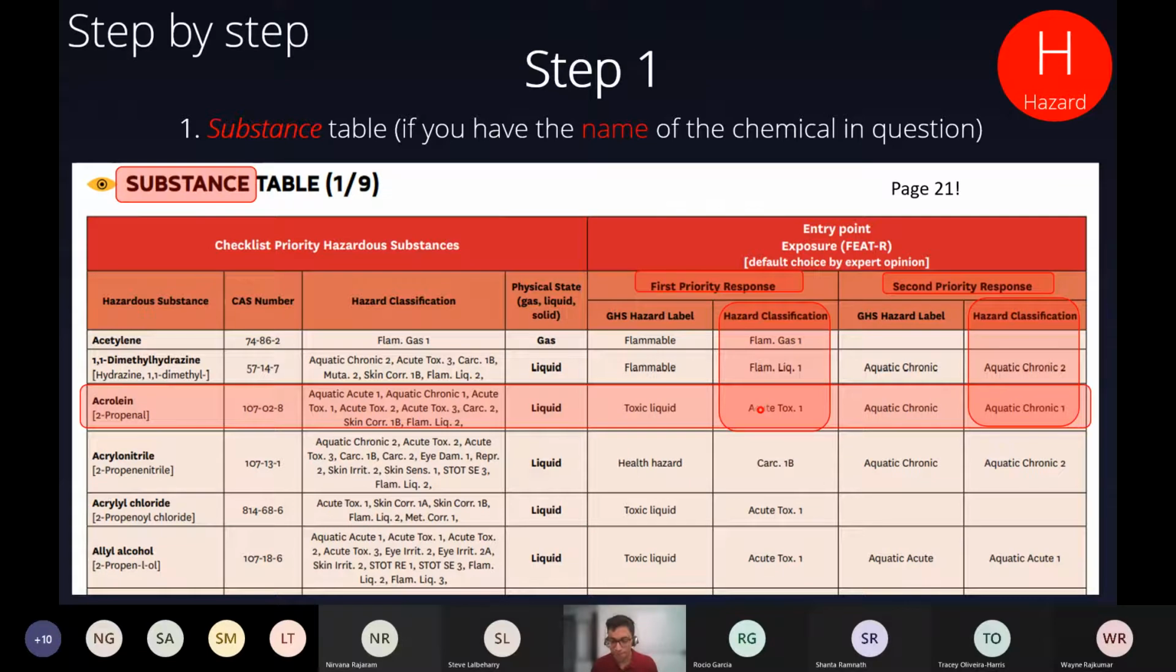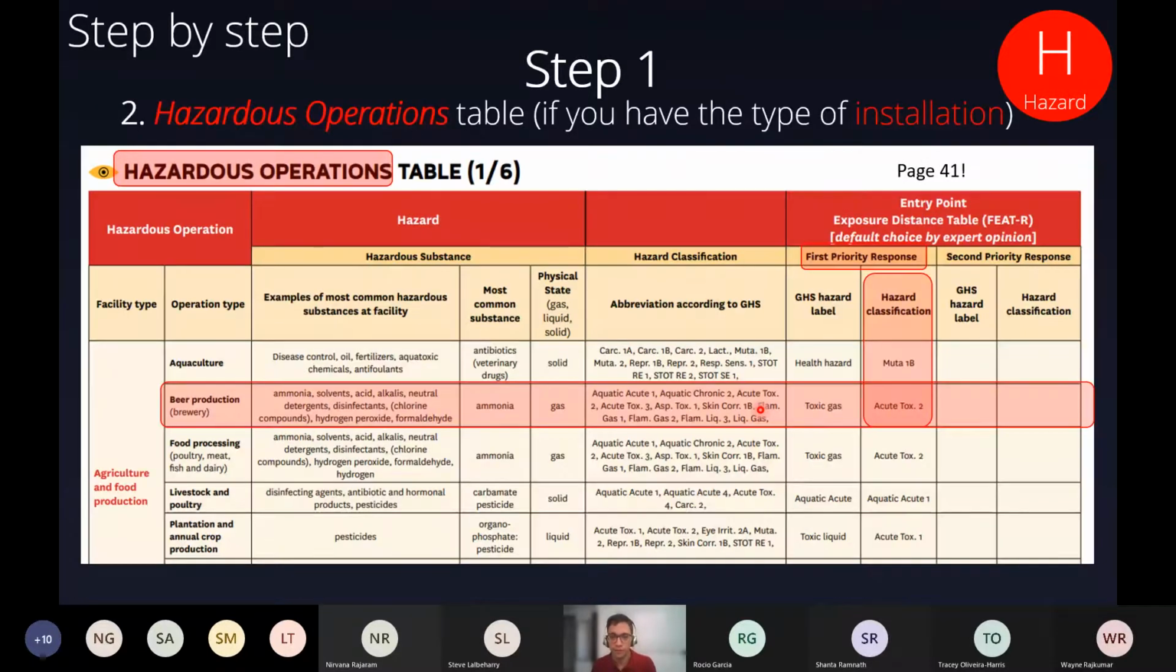Then, if you don't have the name of the substance, you can go to page 41 of the short version, hazardous operation. Let's say it's a beer production facility. You don't know which chemicals they're using right now, but the FEAT will give you the most common substance for this type of facility. So in this case it would be ammonia, which is in gas state.